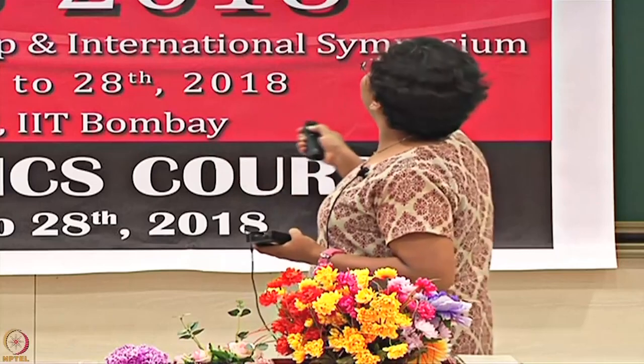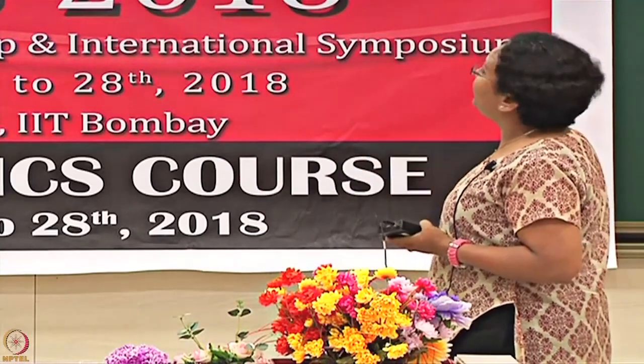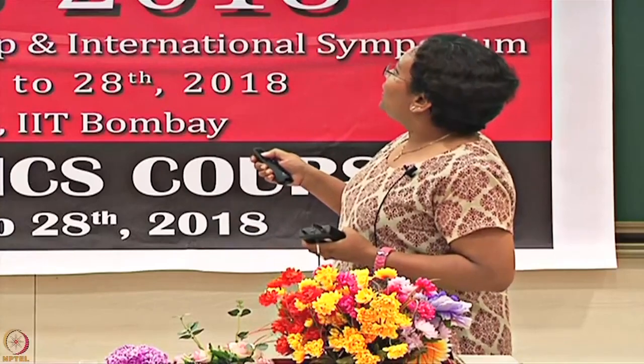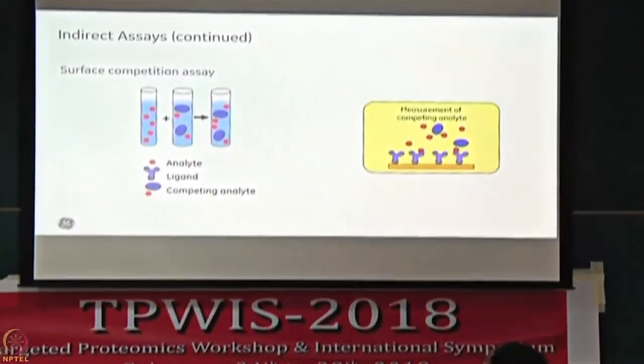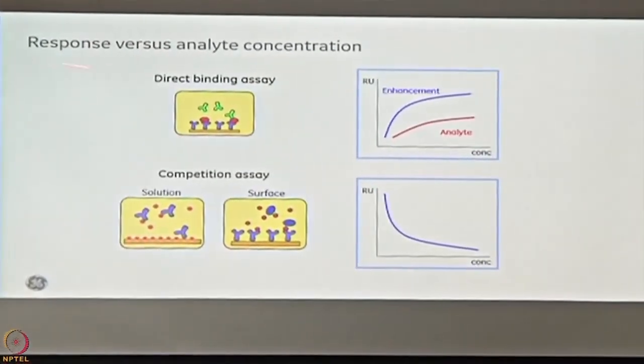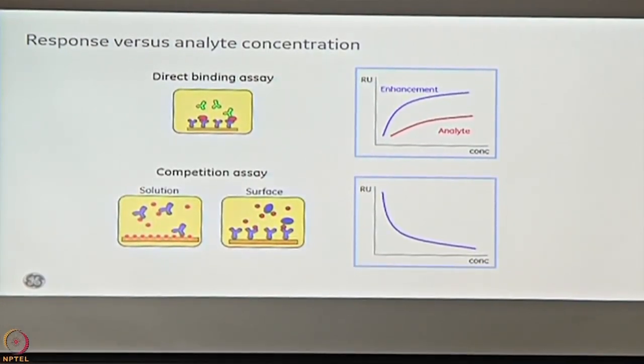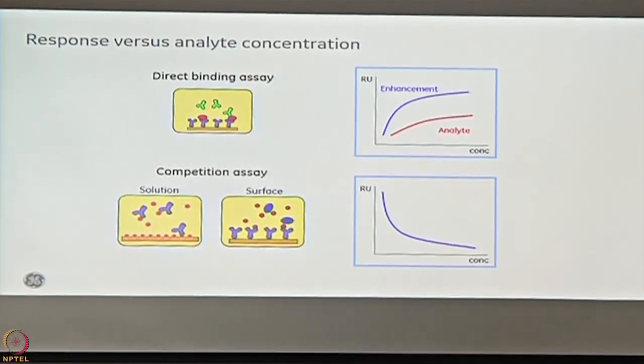In the earlier case, the binding was happening in solution, but here of course there is no binding. When you put this mixture on your surface where your ligands are bound, you see the binding only because of your competing analyte, okay? These analytes are so small and negligible that you do not get to see their binding. So here too, with increasing concentrations of your analyte, you actually see less and less binding. So it's again a reverse plot, right? If you summarize the response versus analyte concentration, in direct binding you see an increase in RU with analyte, whereas in indirect binding you see a decrease in binding. So these are basically two types of formats.